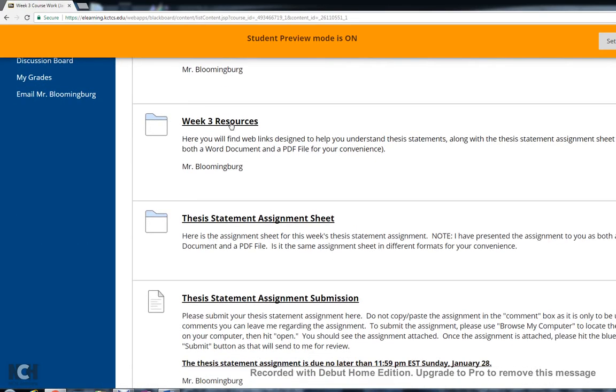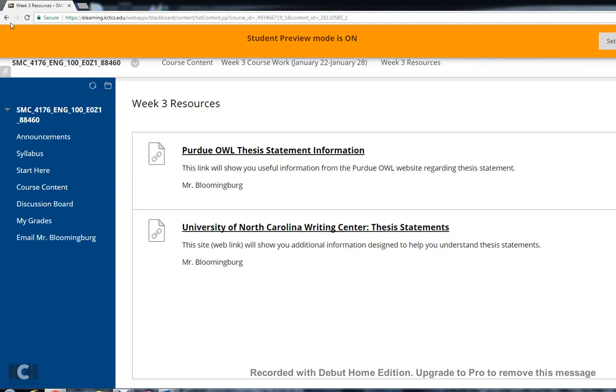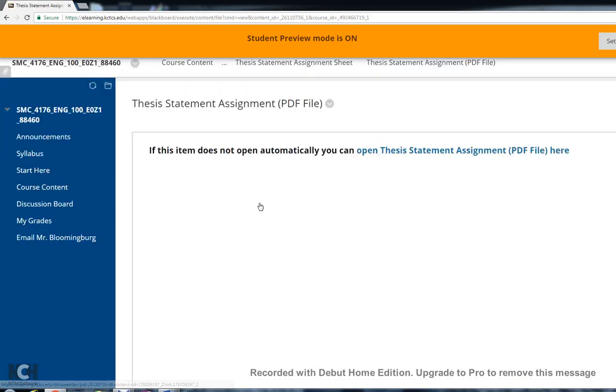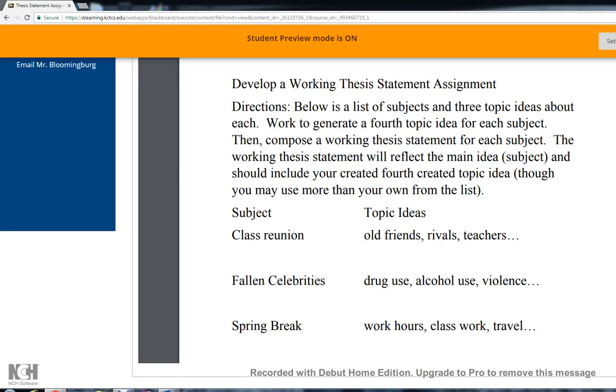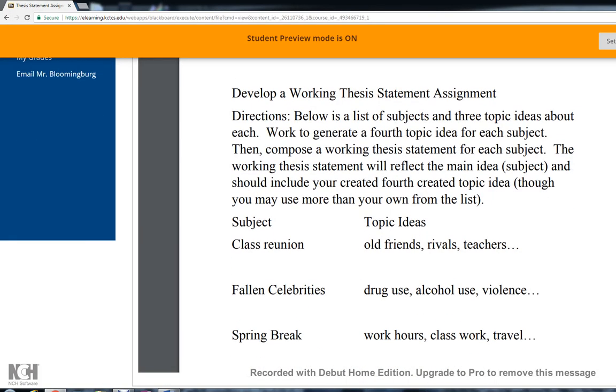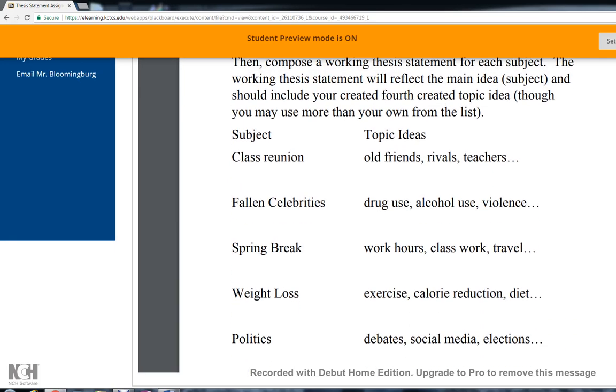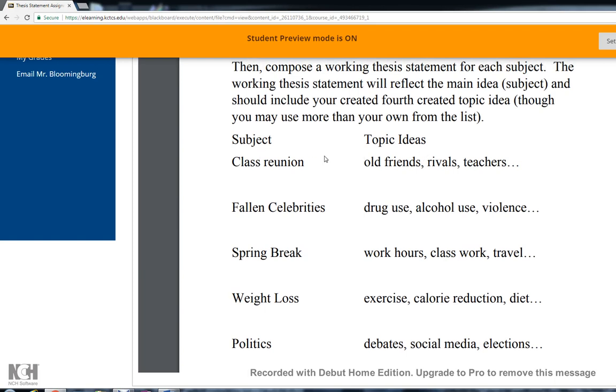And of course, you've got your resources here. Feel free to check those out. I think you'll find them helpful. Here's a thesis statement assignment sheet as both a Word document and a PDF file. So what you have, of course, are a series of 5 subjects. And to each subject, let's take the first one, class reunion, there are 3 topic ideas provided. For class reunion, you'll see old friends, rivals, teachers. Now what you're asked to do is create a 4th topic idea.